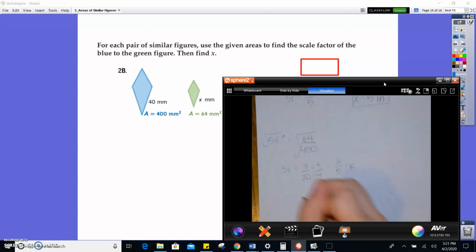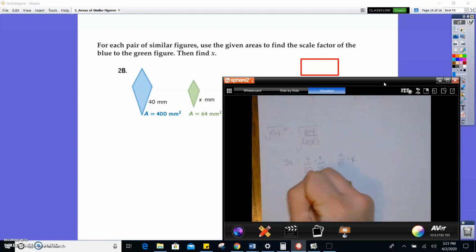And so then using that, I can set up my proportion of 2/5. Now 2 representing the dimension of the green kite, so that is my X value, that's my unknown. And then the 40 goes in the denominator. And again, easy multiplicative relationships: 5 multiplied by 8 gives you the 40, so 2 multiplied by 8 will give you your unknown value of X, which would be 16 millimeters long.